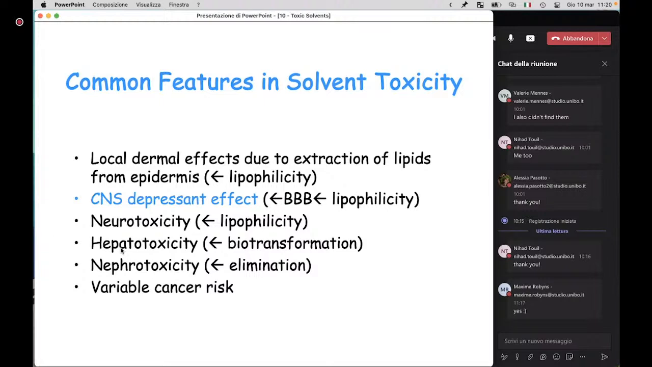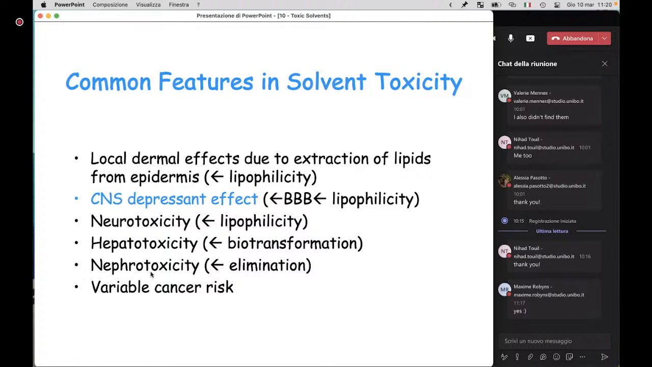They are usually hepatotoxic. Why? Because the liver is the main organ involved in their biotransformation. So most of them will go to the liver in order to be biotransformed. Not only this, but biotransformation can bioactivate some solvent to toxic metabolites. And so, since this biotransformation happens in the liver, it can also damage the liver. And nephrotoxicity, due to the fact that most of them are eliminated through the urine. So when they are filtered by the kidneys and go into the urine, toxicity can happen there.